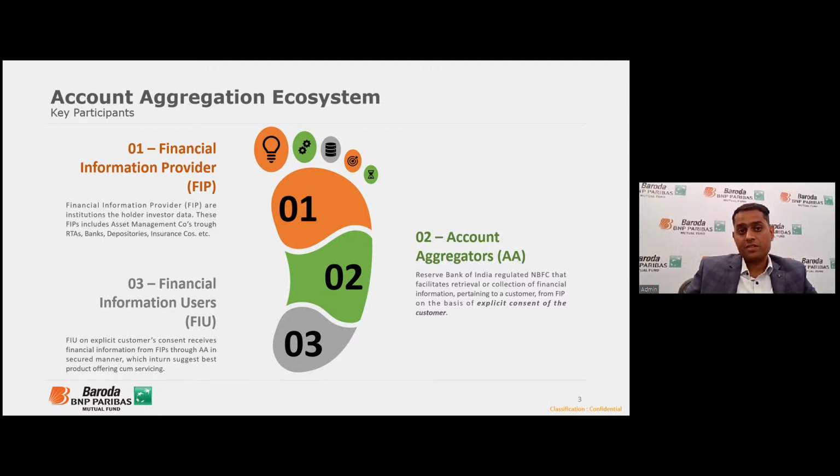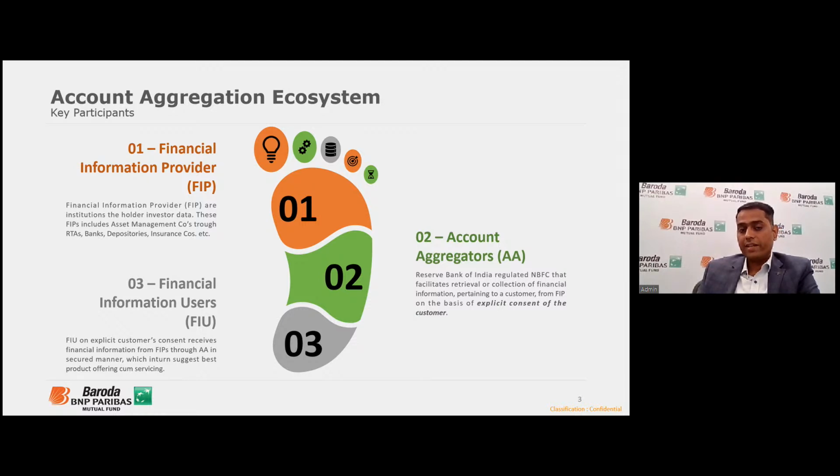So the first and foremost is the financial information provider. There's an investor or a customer, right, who has made a lot of investments. And this investment is made through various and multiple FIPs, which is, for example, a bank or an asset management company or a depository for stock trading. There are insurance companies, right? So, for example, if I, as an investor, have made mutual fund investments with 10 different schemes, with 4 or 5 different asset management companies, as advised by my financial institutions or as per my own research, then this information is available with multiple FIPs.